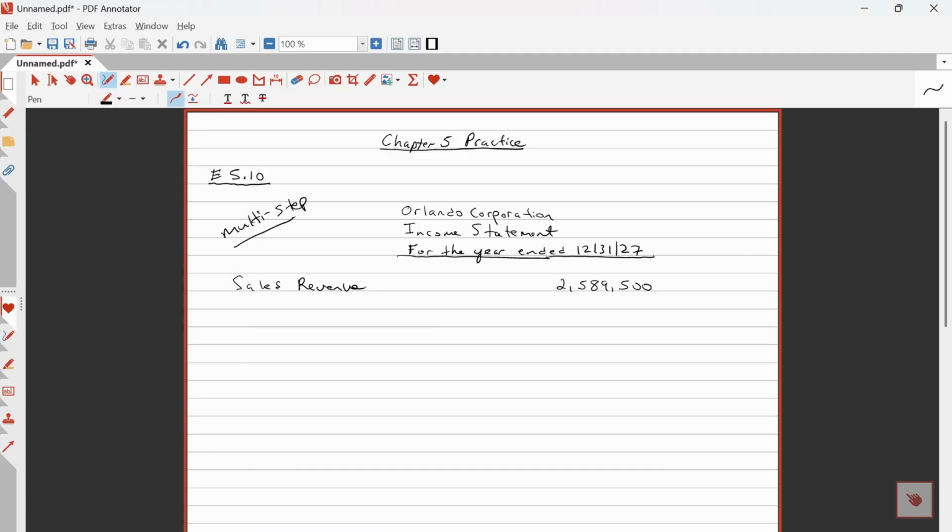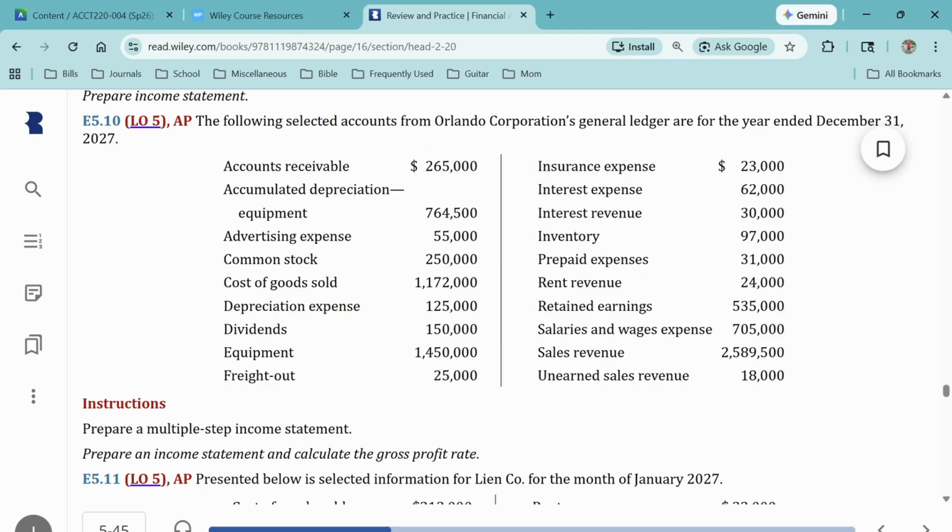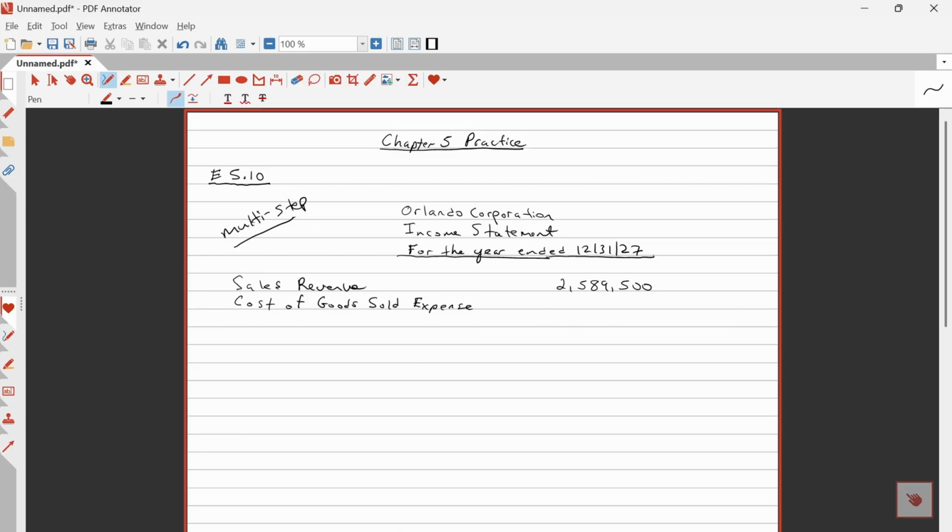So rent revenue would not be the next thing. The next thing is cost of goods sold expense. We always match sales revenue, or net sales revenue if we have sales returns and allowances and sales discounts, net sales revenue to cost of goods sold expense. Cost of goods sold expense will be here, $1,172,000.